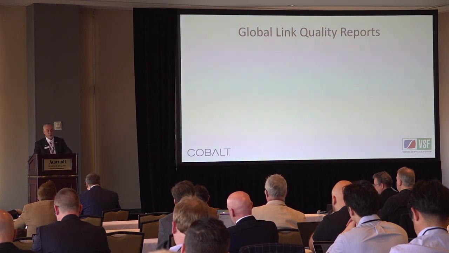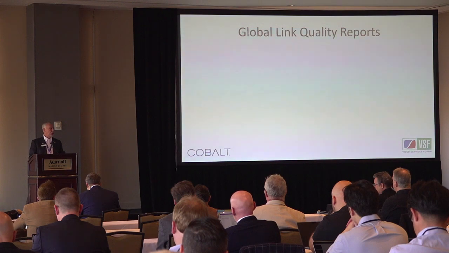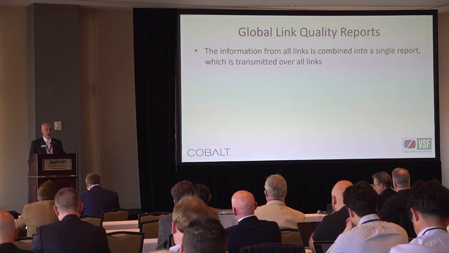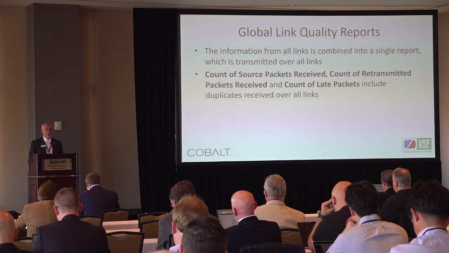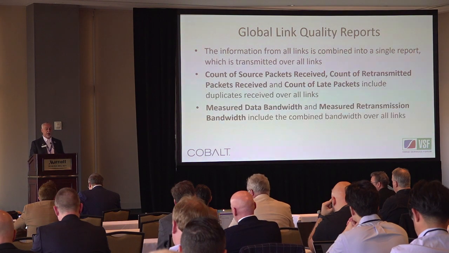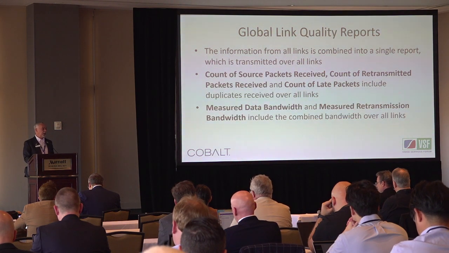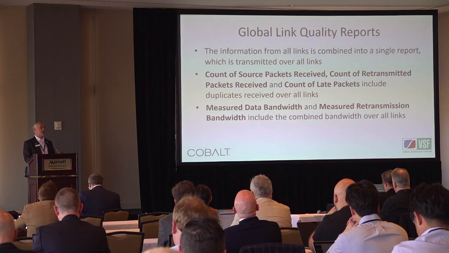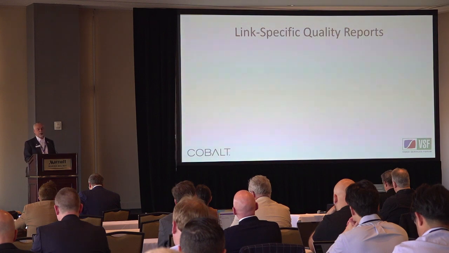So let's talk about the difference between global and link specific. Global is everything combined, transmitted over all links. And it's important that the packets received, retransmitted packets, or count late packets includes all the duplicates. So if you are doing seamless switching, you're going to see twice the bandwidth, twice the number of packets there, because it includes duplicates. Same thing with the bandwidth, right? You will see, if you're doing seamless switching, you'll see twice the bandwidth in the report.